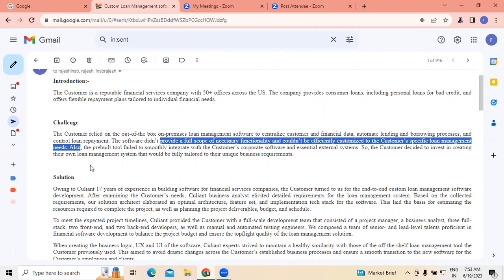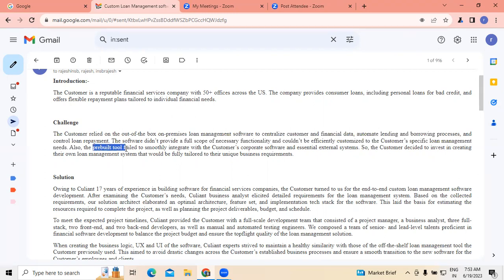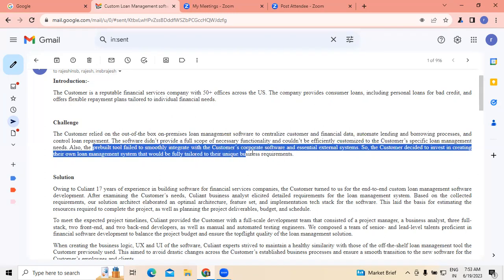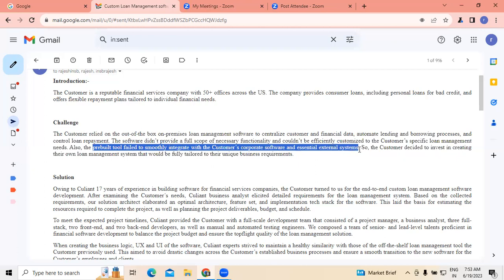At the same time, the pre-built tools failed to integrate smoothly with the customer's cooperation software and external systems, which is also a problem.